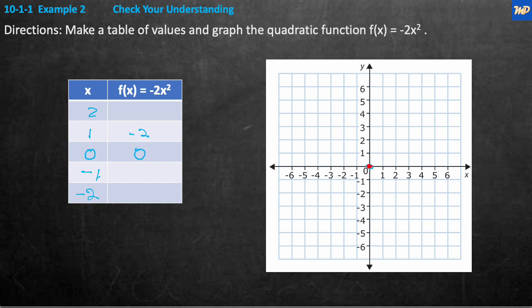2 squared is 4 times -2 is -8. Okay, so it's going to be the same on the other side too, by the way. It's going to be -2 and -8 because -1 squared is 1 times -2, which is -2. It's going to be the same thing. So what do we have?